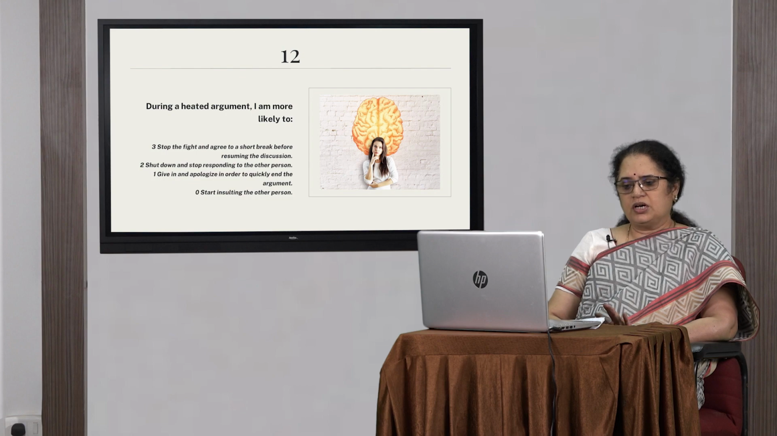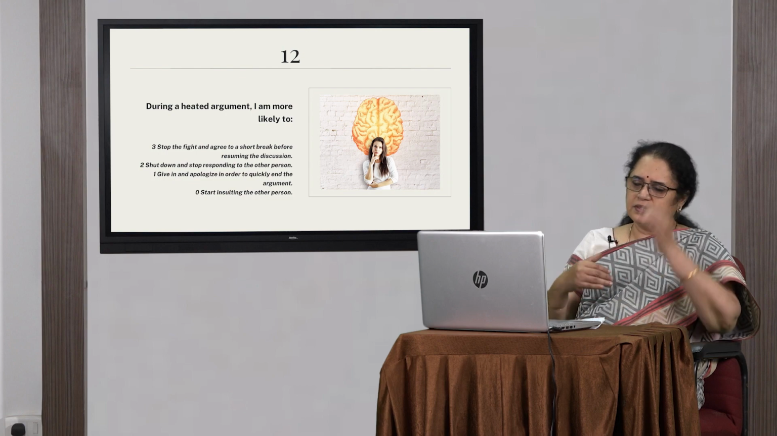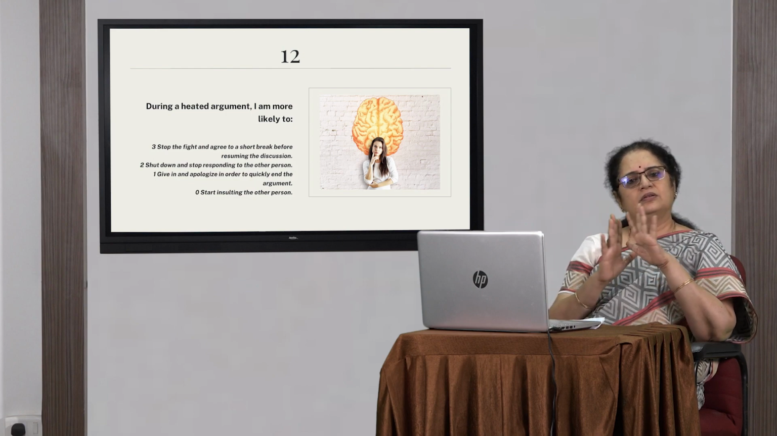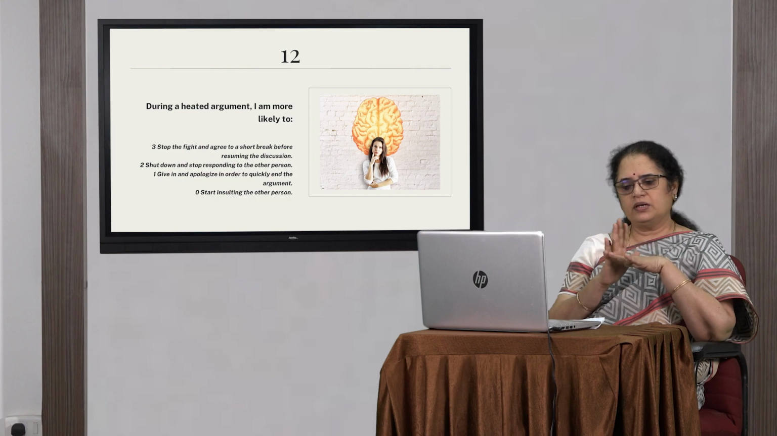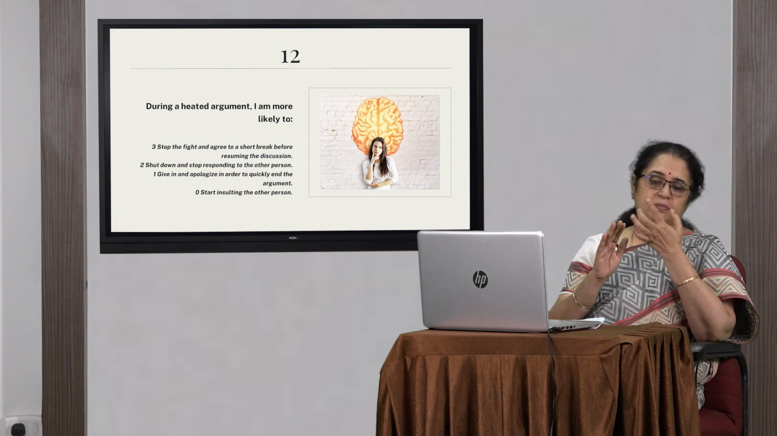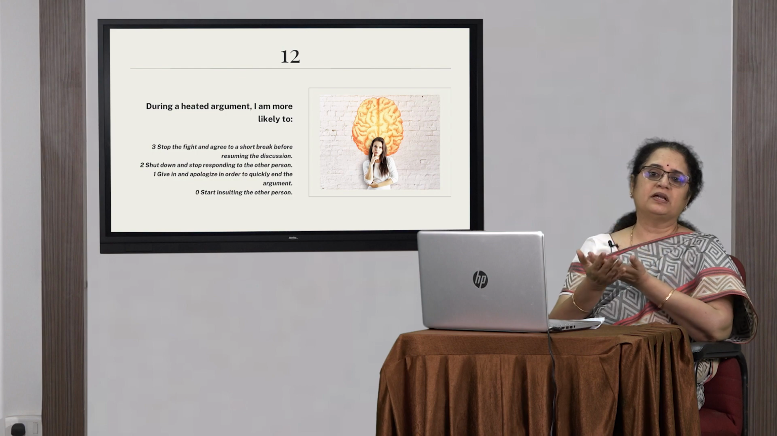Or do you want to shut down and stop responding to the other person totally? The person will be going on and on, they'll be screaming, and you can always choose not to respond, just become quiet. Or give in and apologize in order to quickly end the argument. There are so many people who say sorry just so that it gets over. So sometimes we end up apologizing without making a mistake.